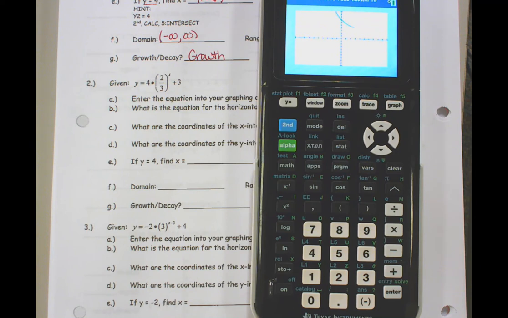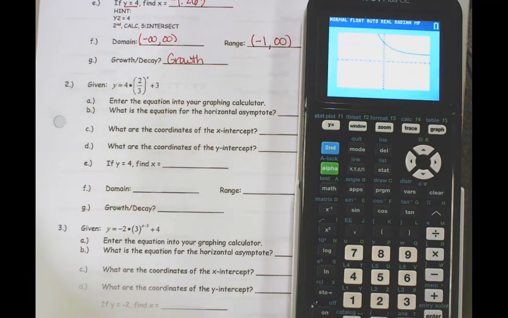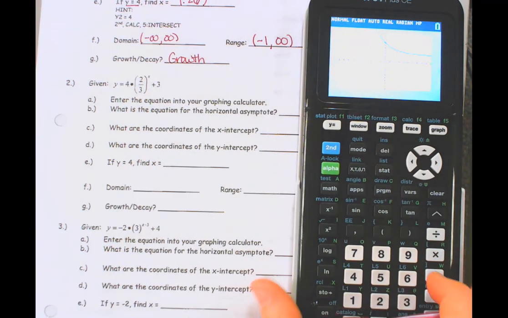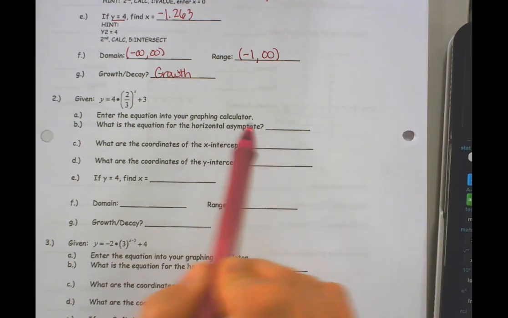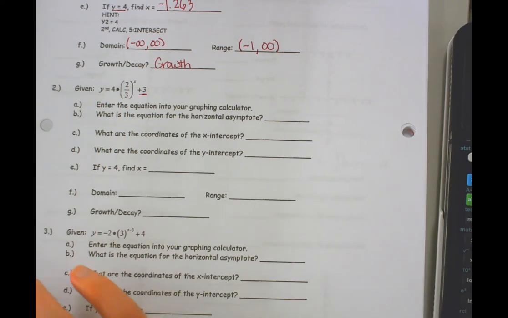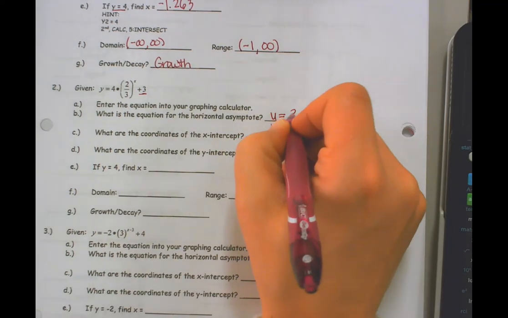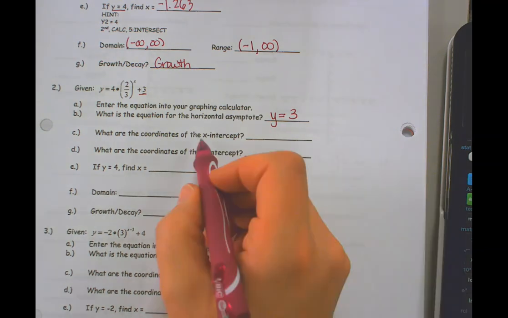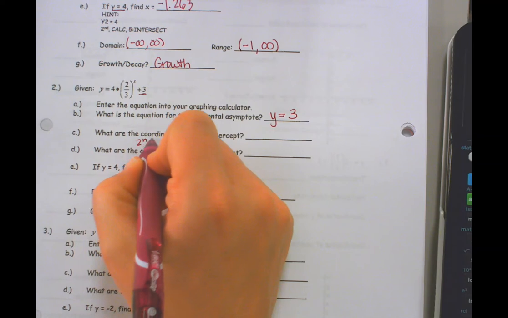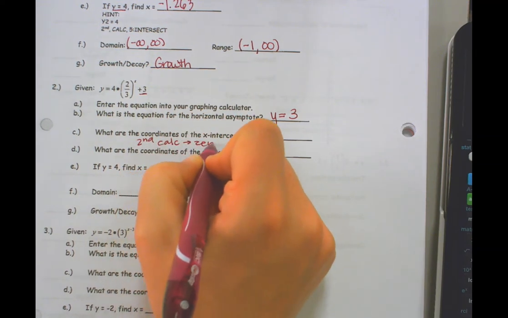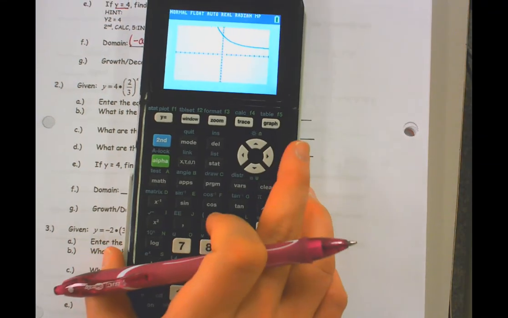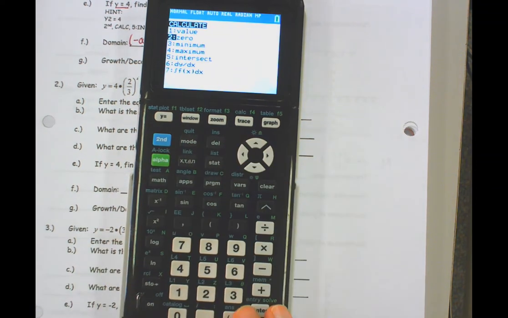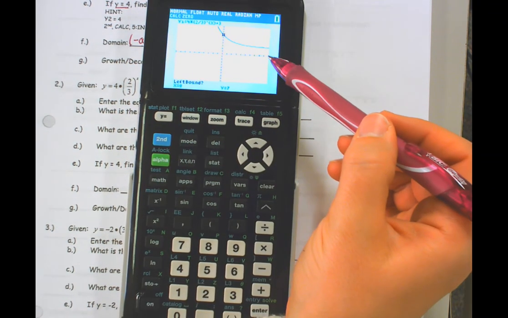there it is. All right, so now we're just going to again go find all of these pieces. If I want to find my horizontal asymptote, remember we don't really need our calculator to do that. We know since our graph moved up 3, that our horizontal asymptote also moved up 3 to y equals 3. Then to find our x-intercept, that is when we do our second calc 0. So if I go to my calculator and I hit second calc and then go to 0, and then I'm looking for the x-intercept.